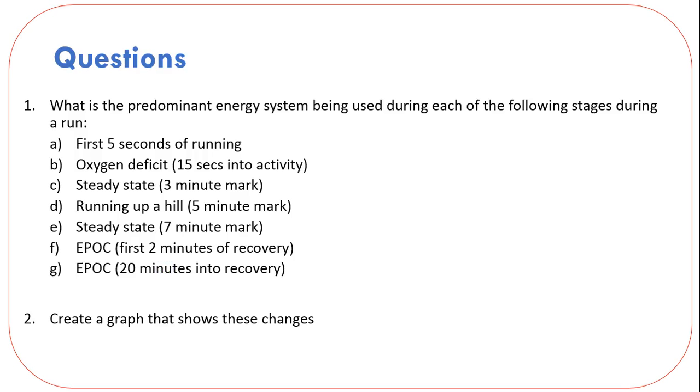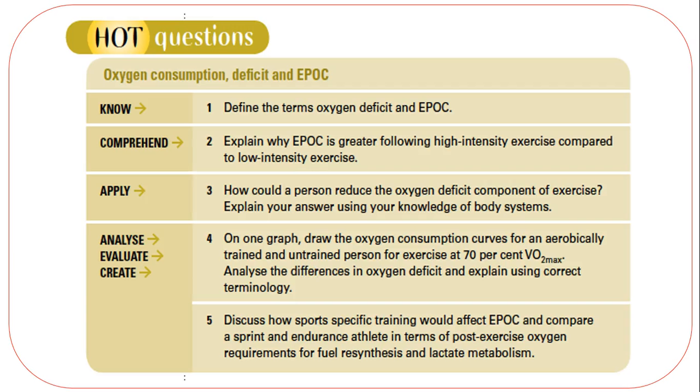Okay, so there are some examples of questions that you might be able to do for different types of things in an exam situation. So identifying the predominant energy system at different stages of a run, and then drawing a graph that shows this, and therefore shows our oxygen consumption patterns during that event. Or it could be creating a graph that shows the difference in a trained and untrained person and how they respond to exercise during an event.